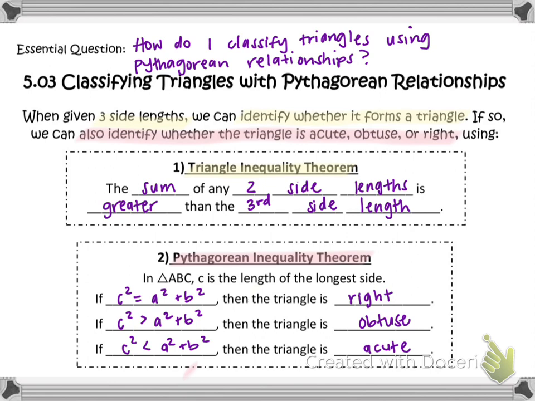Okay, so the main things here, and I'll go ahead and highlight it for you guys. If it's equal on both sides, then it's right. If it's greater than A squared plus B squared, then it is obtuse. But if it is less than A squared plus B squared, then it is acute. Those are the main things you want to remember. So equals is right. Greater than, obtuse. Less than, acute.